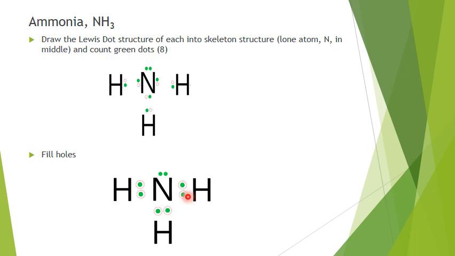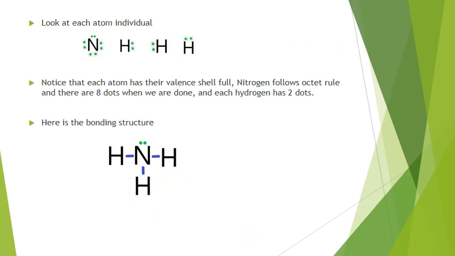And what we can do now is replace these with dashes. But again, let's just go over this. Nitrogen now has 8, and each hydrogen has 2, and so forth. And what we're going to do is replace the filled holes with dashes, and you get something like this, where nitrogen has 3 bonds and 1 lone pair.